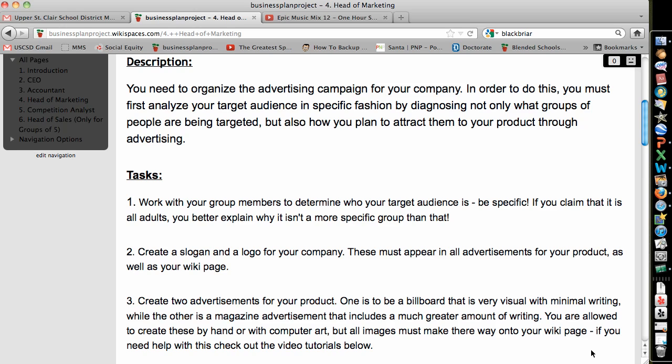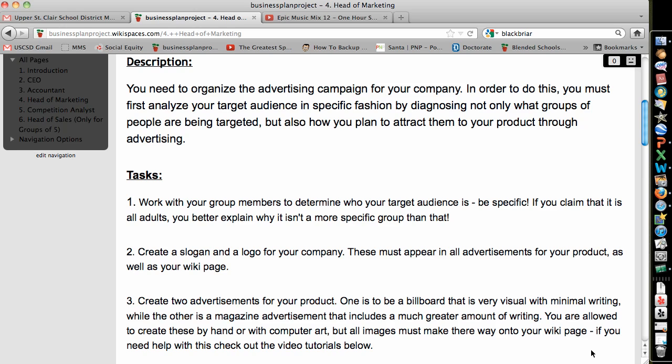Then you need to create two advertisements for your product. One is a billboard, so I want something that's very visual, minimal writing. I'll show you an example at the bottom. And the other one is a magazine advertisement that includes a lot more writing to it. You can do these by hand or with computer art. I want them to be computerized at the very least.